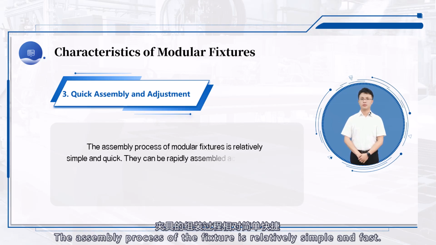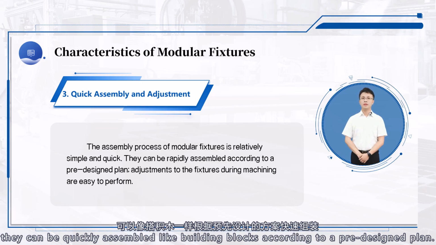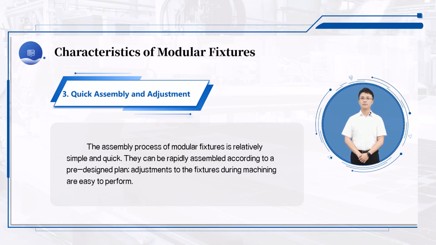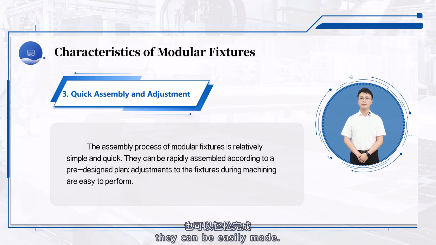3. Quick assembly and adjustment. The assembly process of the fixture is relatively simple and fast. Since its elements and components are standardized and utilize a modular design, they can be quickly assembled like building blocks, according to a pre-designed plan. Additionally, if adjustments to the fixture are needed during processing, they can be easily made.